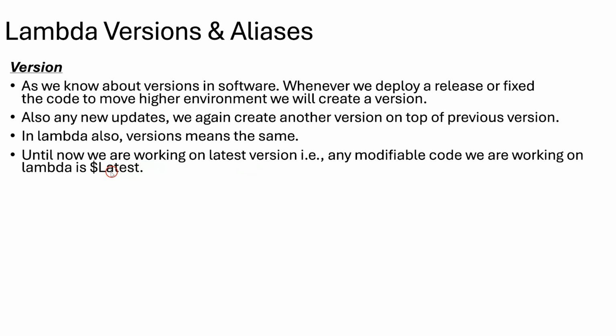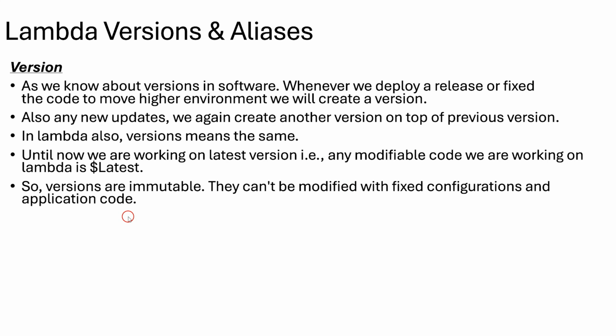So remember, this $LATEST is the code we are working on, but on top of this $LATEST you can create versions. As per our understanding, versions are immutable. Once you create a version from the current code, that is the latest code, it will become immutable. If it is immutable, it can't be modified, and it will have fixed configurations and application code. For example, at that point in time you have selected some configurations, for example timeout of 10 seconds, and you enabled some provisioned concurrency, and you made some changes in the application code. Those changes you can't modify after that.